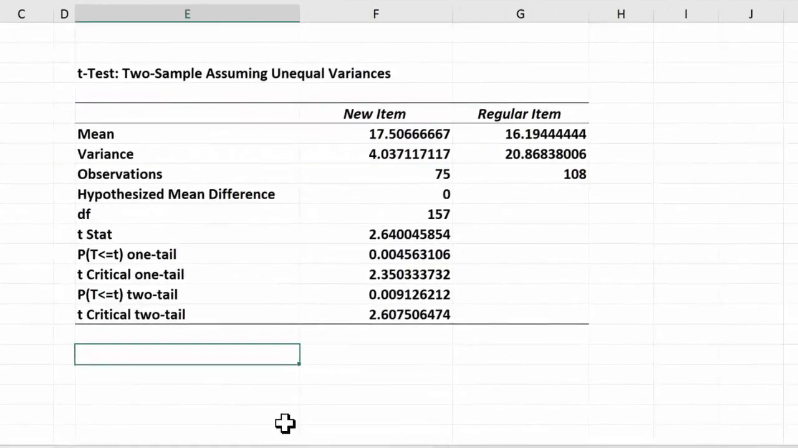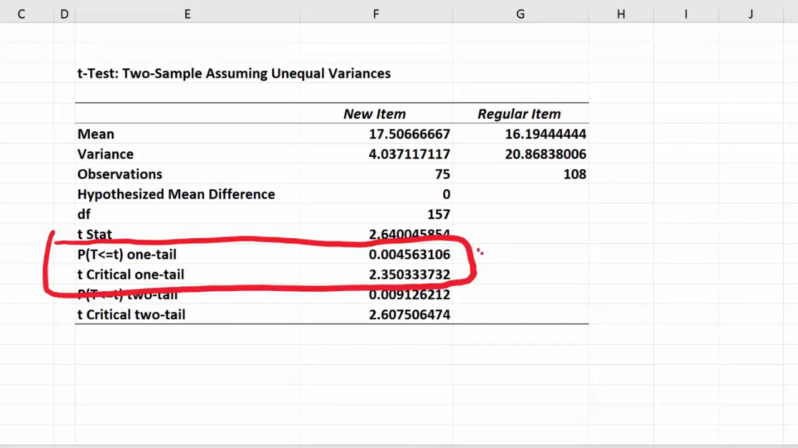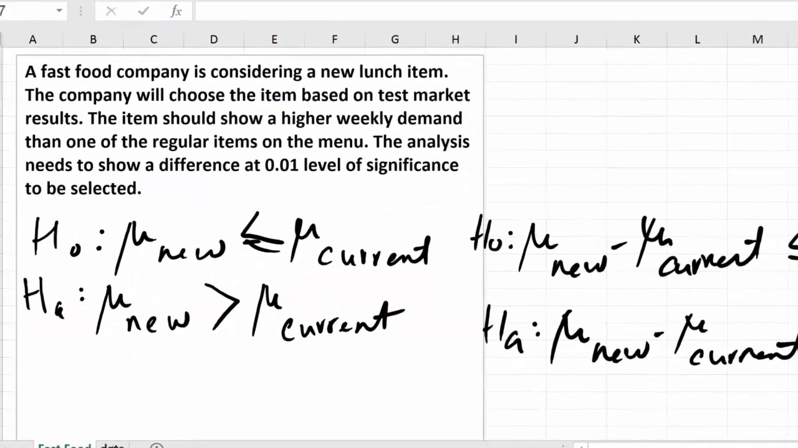Okay, so here's our output from our analysis, and what we are looking for is a one-tail test. So we have to focus on the one-tail test, and that answer is right here, specifically on the p-value. We see that our p is less than the alpha of 0.01, so we'll end up rejecting the null hypothesis. And what was the null hypothesis? The null hypothesis was that these two items sell about the same. So we are rejecting the null, which means the new item has a higher demand than the current item.